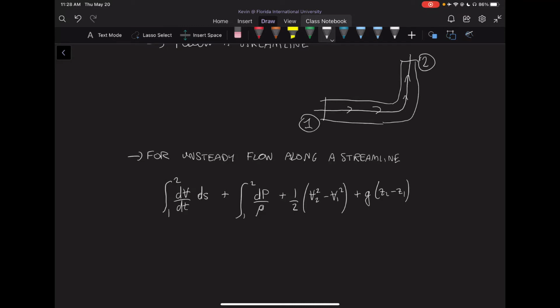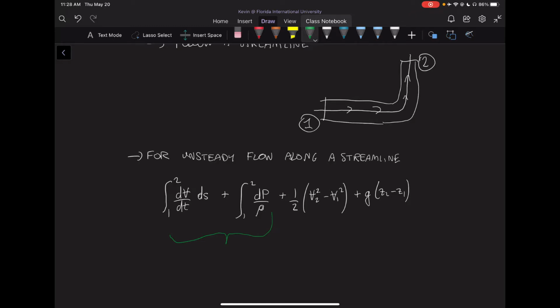And essentially these two integrals here, so to evaluate these integrals, we have to estimate the unsteady effect. So if the flow is unsteady, meaning that it's not constant with time, we need to figure out a way to estimate this unsteady effect.